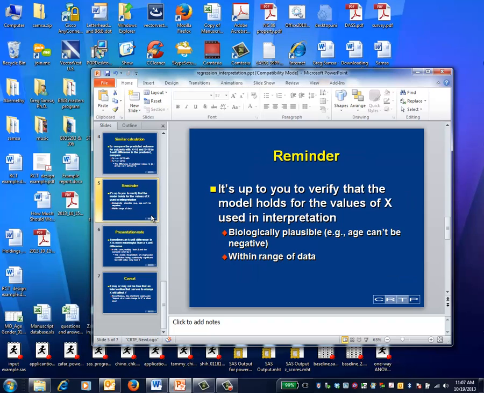As a reminder, it's up to you to verify that the model is appropriate for the value of x upon which you've chosen to focus. Typically, this means that you have a reasonably large number of patients with values of x within that neighborhood.